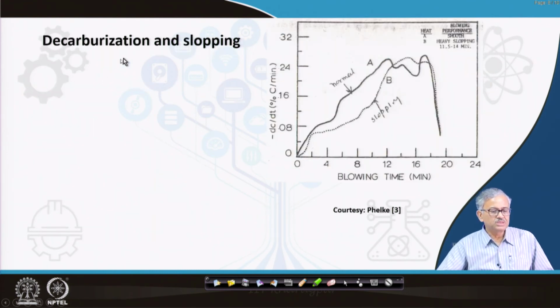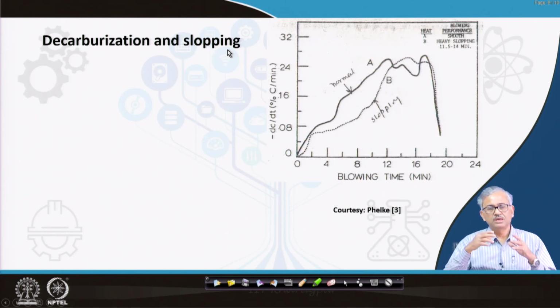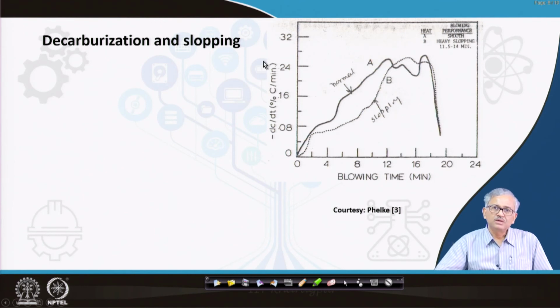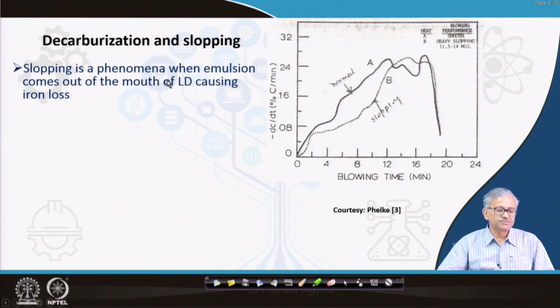Now, decarburization and the sloughing phenomena is a very important phenomena. What is called sloughing? In the LD furnace, sloughing is the phenomena where basically the emulsion emerges out of the vessel mouth. That is called sloughing. Obviously, you do not want sloughing because it is a very cumbersome phenomena, and also you lose a lot of iron, right. Sloughing is a phenomena when emulsion comes out of the mouth of the LD causing iron loss.